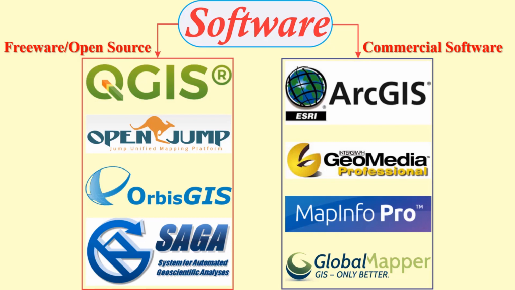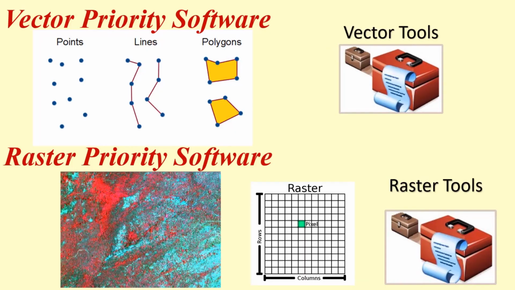The examples of free software are QGIS, which we are going to learn in this course, and OpenJUMP, OrbisGIS, and SAGA. The notable commercial software are ArcGIS, which is one of the leading enterprises in the field of GIS, GeoMedia, MapInfo, and Global Mapper. It is necessary to choose the right software before starting GIS tasks, based on the budget available, availability of tools in the software, availability of a resource person to handle the software, technical support from the software provider, and so on.